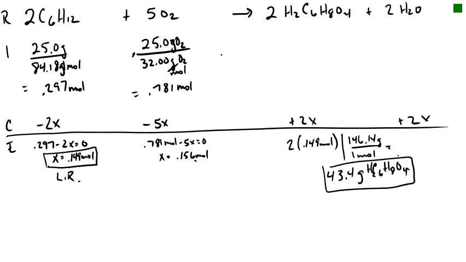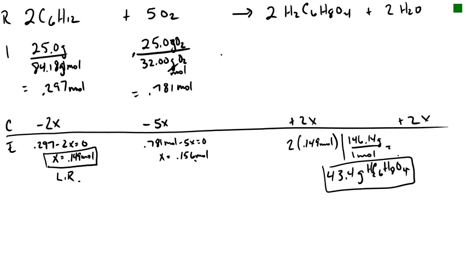Now, just as an aside, it makes this method really useful if it asks you to solve for an excess reactant. Because I know what my value for x is, I could simply subtract off the 0.149, and that would tell me how much I would have left over of the oxygen. So I'll come back and work that out in just a second so you can see it.